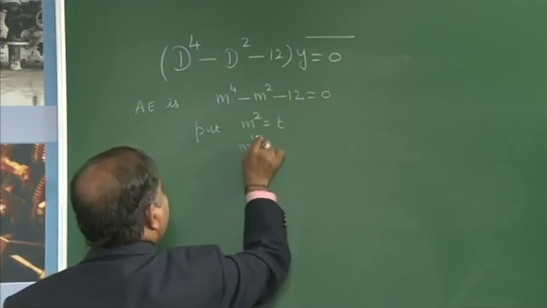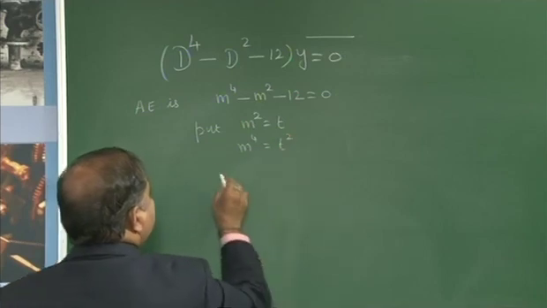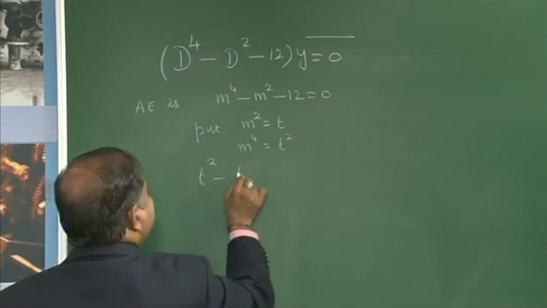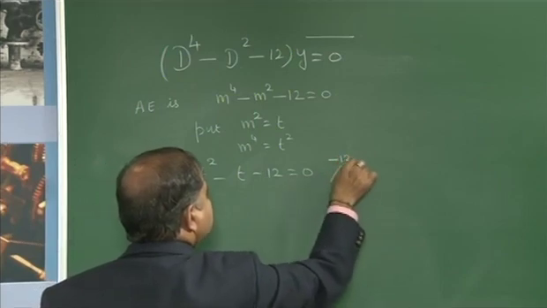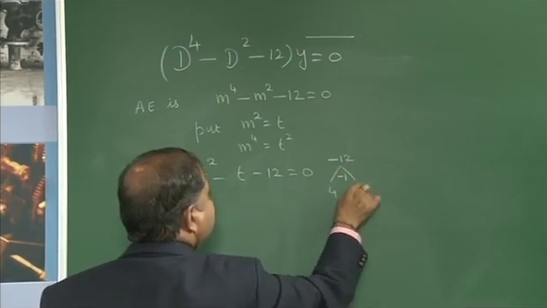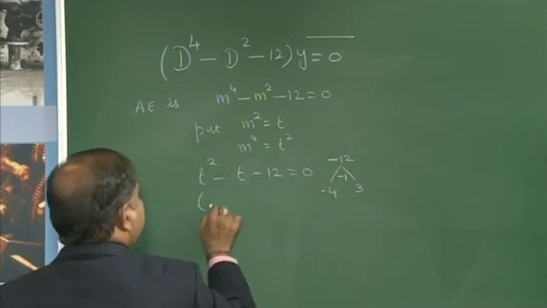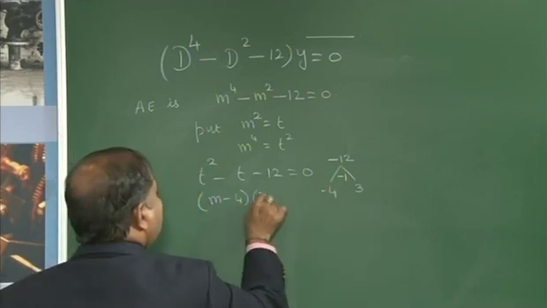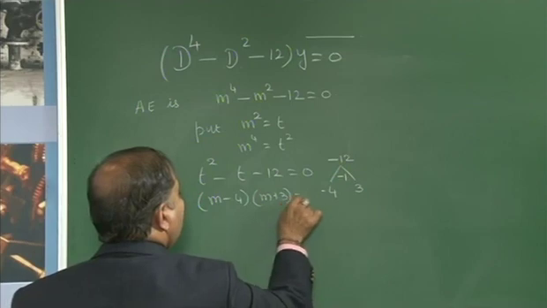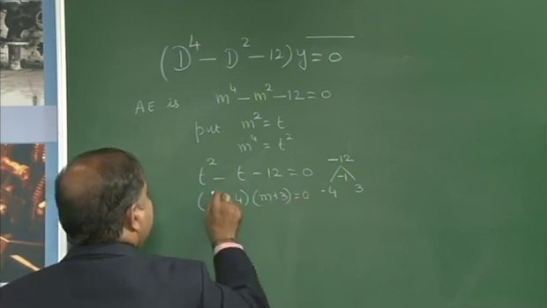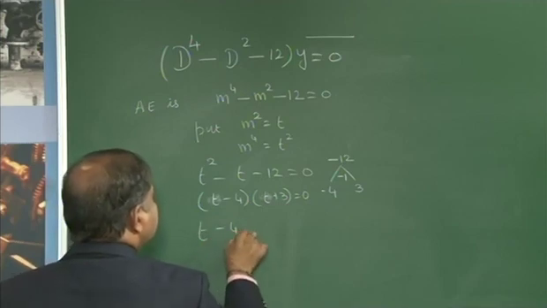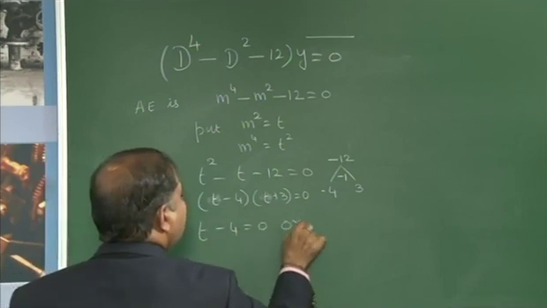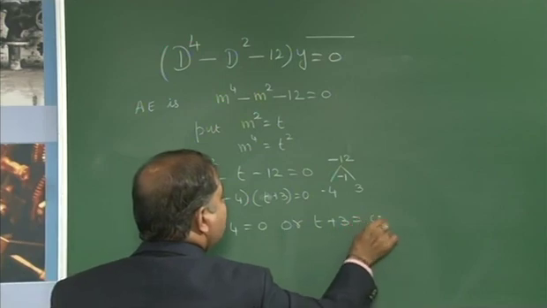What happens to m power 4? T square. So t square minus t minus 12, factorize it: t minus 4, t plus 3. So t minus 4 is 0 or t plus 3 is 0.